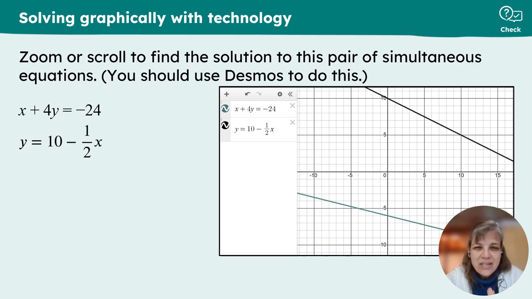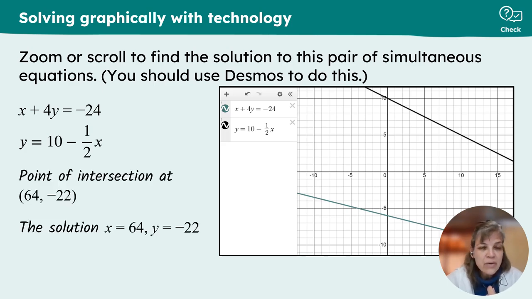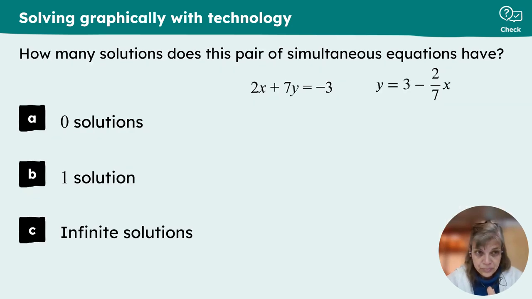Okay, now delete those ones and try these two equations. You should still be using desmos.com to do this. Okay, and pause the video until you've punched these in. Are you ready? Depends on how you have your scale. You might need to scroll in or out because the point of intersection is way off maybe a normal graph, but they do still intersect at the point x is 64 and y is minus 22.